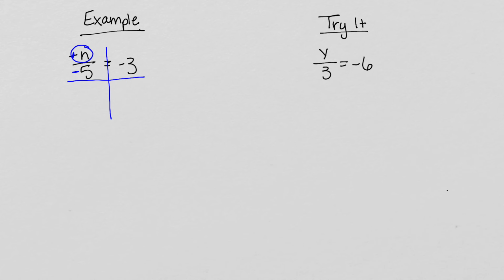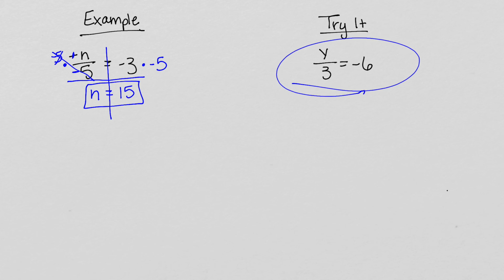I want n by itself. Well, it's being divided, and the inverse of division is multiplication, so I need to multiply both sides by negative 5. If I do that here on the left side, I'm left with that positive n, because negative 5 divided by negative 5 is 1. So I have 1n, which is n. And then I have negative 3 times negative 5. So negative times negative will make a positive, and 3 times 5 is 15. All right, so pause the video, you do the try it, and then play the video to make sure your try-its are correct.